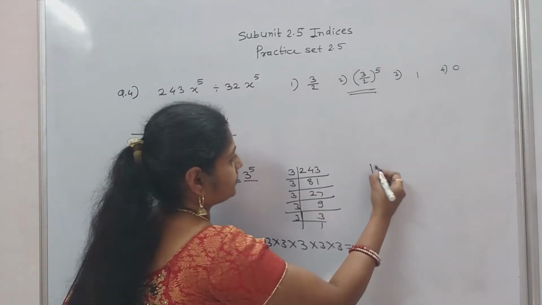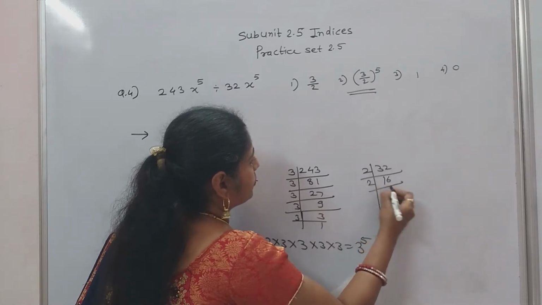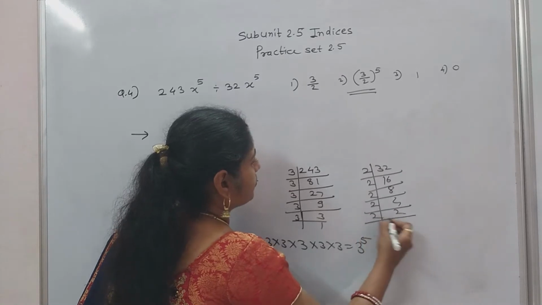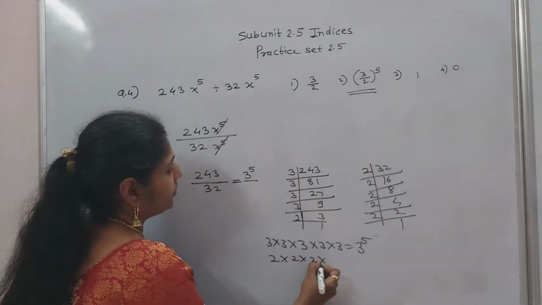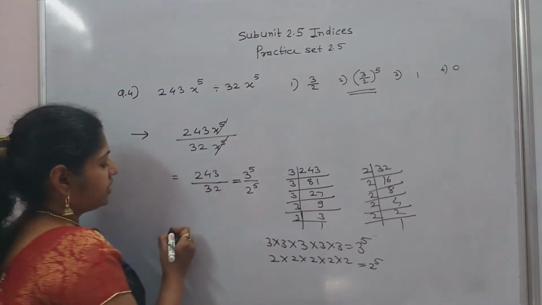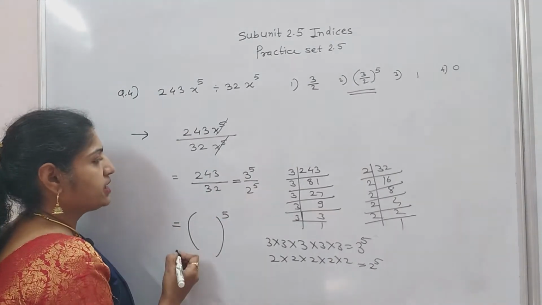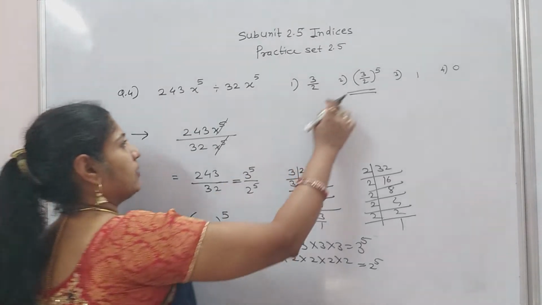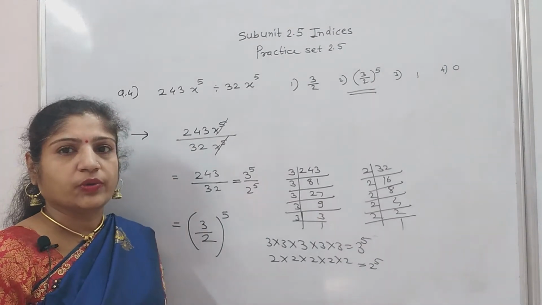And 32 divided by 2, 16, 2, 8, 2, 4, 2 twos are 4, 2 ones are 2. That is 32 equal to 2 into 2 into 2 into 2 into 2, that is 2 raised to 5. Here 3 raised to 5 upon 2 raised to 5. So equal index, I write (3 upon 2) raised to 5. So our answer is the second option, (3 upon 2) raised to 5.